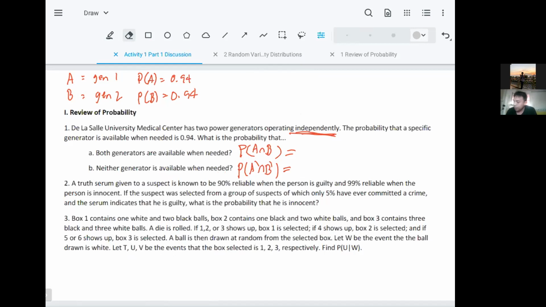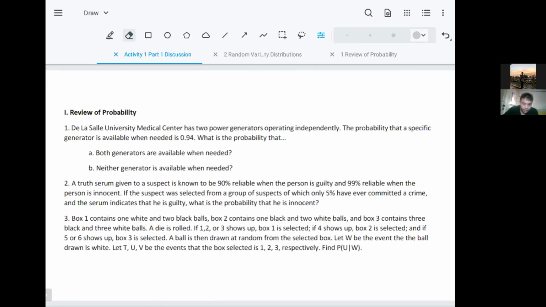For number 2, a truth serum given to a suspect is known to be 90% reliable when the person is guilty and 99% reliable when the person is innocent. Ayan, so yun na lang muna. Doon na muna tayo mag-start. Given these scenarios, ano yung mga events natin?